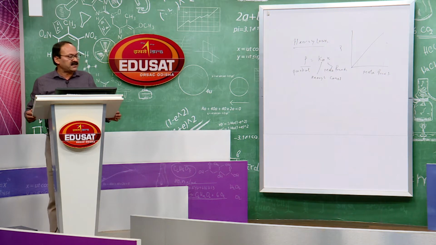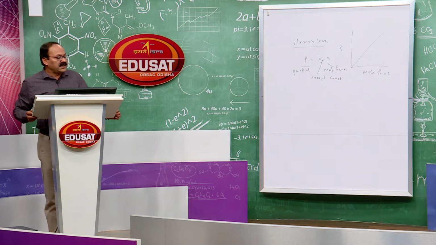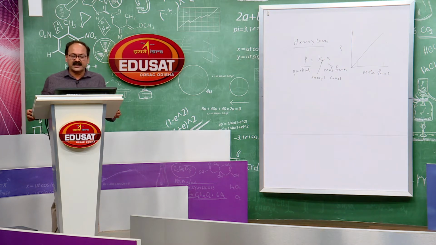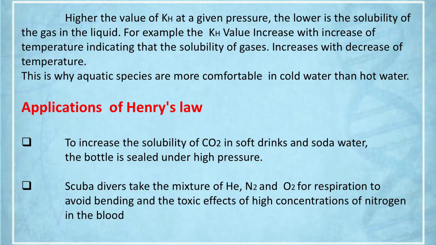For example, in case of nitrogen and oxygen, the KH value increases with increase in temperature, indicating that the solubility of gases decreases with increase of temperature. This is why aquatic life is more comfortable in cold water than in hot water, because in hot water the temperature is high. So, as the temperature increases, the KH increases and the solubility will decrease.